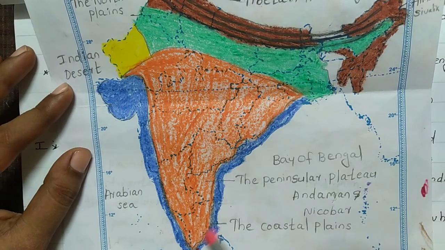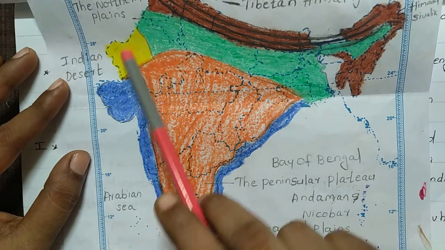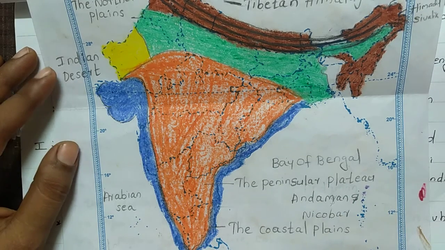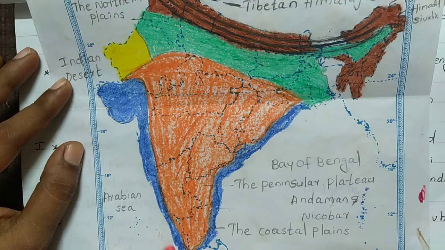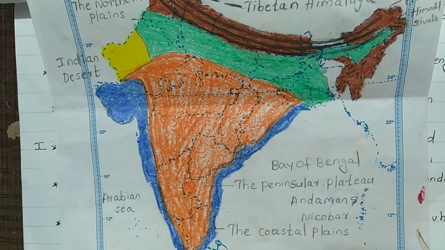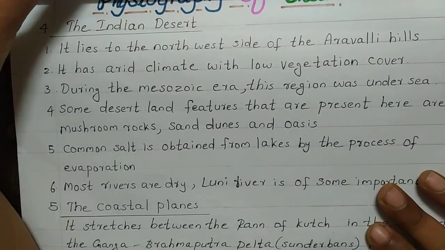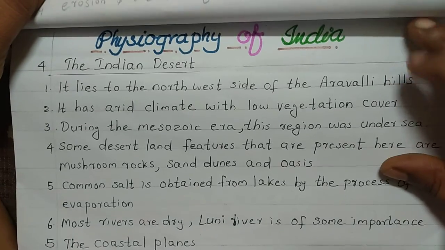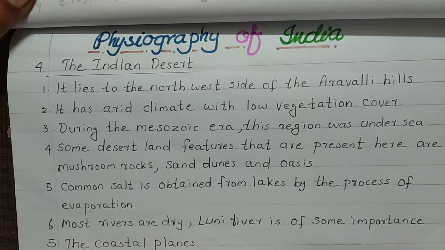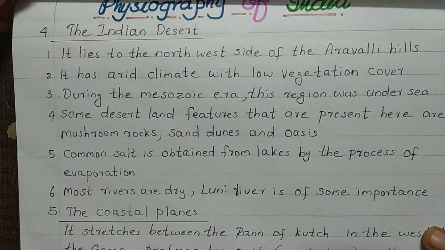Here you can see the coastal plains and here you can see Indian desert. This yellow colored part is Indian desert and this blue colored part is coastal plains. Here is our western coastal plain and here is eastern coastal plain. Physiography of India. Fourth one, the Indian desert.